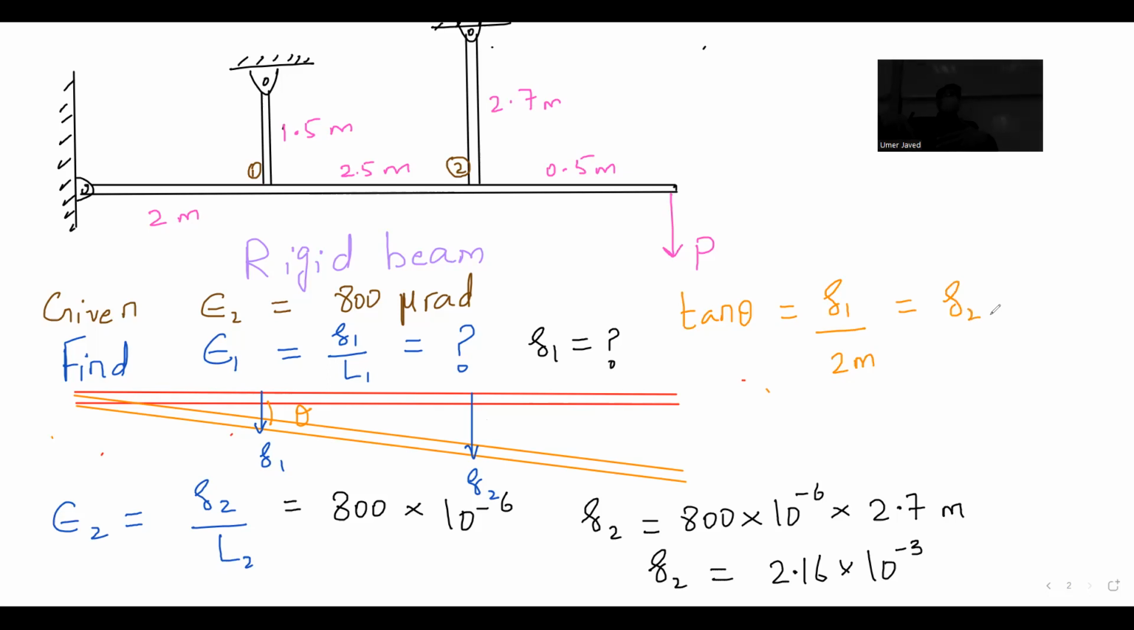We use the word similarity of triangles, but I'm just doing it myself. Delta 2 divided by perpendicular over base: 2 plus 2.5, I think it's 4.5. Now, instead of this delta 2, I will substitute 2.16 into 10 power minus 3. Now you are definitely solving the rest of the problem. So now find epsilon 1.